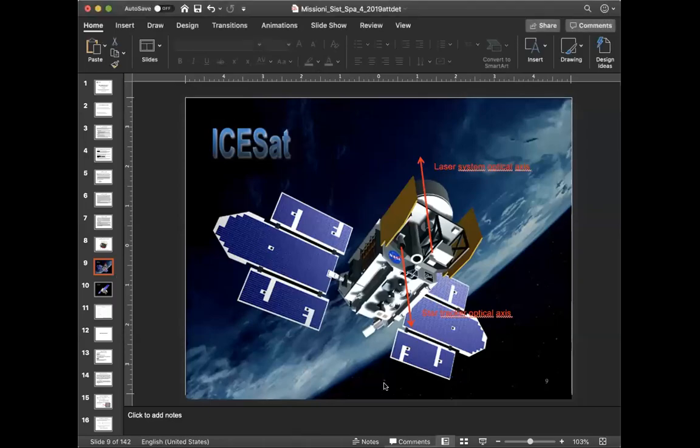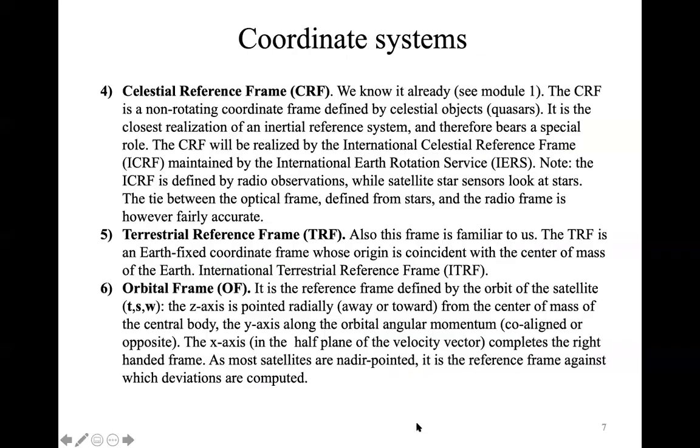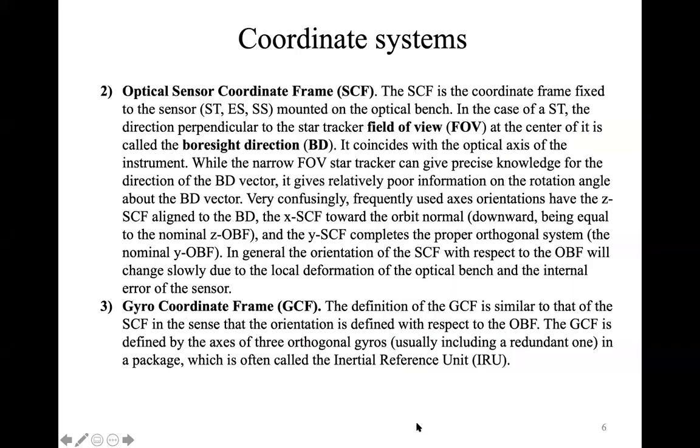Okay, so let's recap what we said yesterday. Yesterday we started to introduce the coordinate system. And the coordinate system represents indeed the main basis that you need to know when you want to deal with the attitude of a spacecraft.